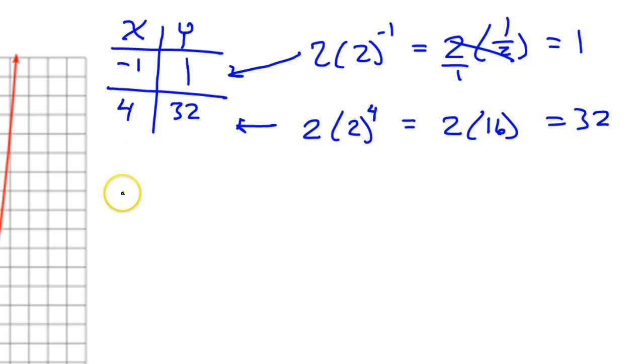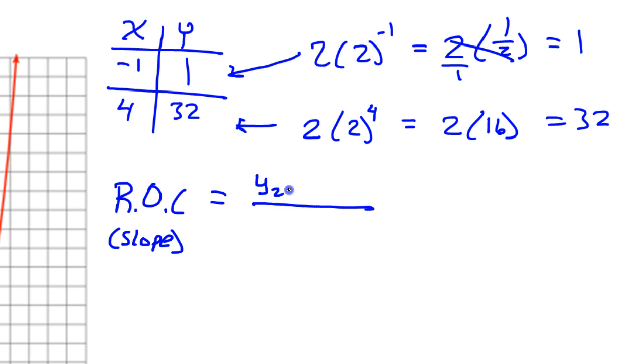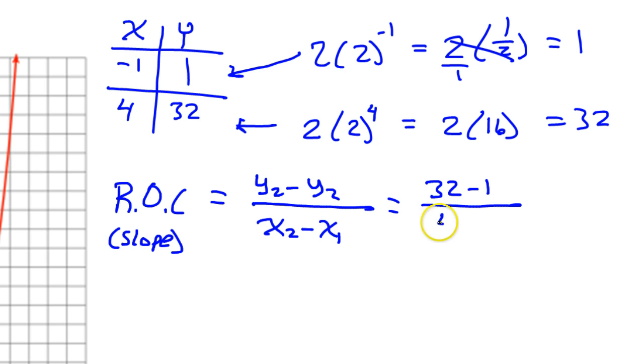Now the rate of change, the ROC, that's just the slope between these 2 points. So the slope, of course, is y minus y over x minus x. So y minus y, that's 32 minus 1. X minus x, that's 4 minus -1. Let me not gloss over this. A lot of students will accidentally just put 4 minus 1. But no, it's 4 minus, and then we have a -1. There's a double negative here.